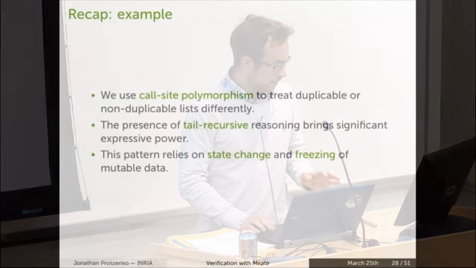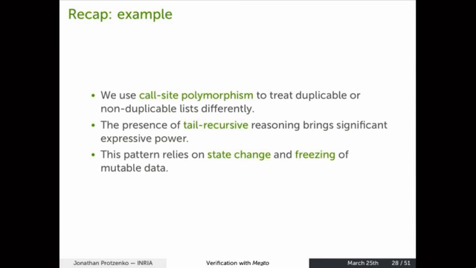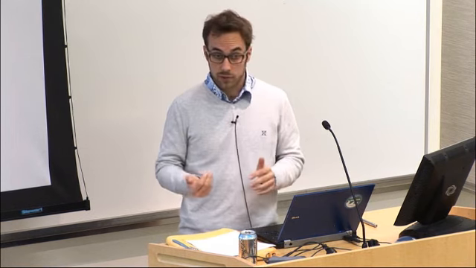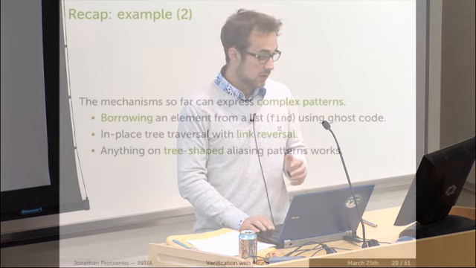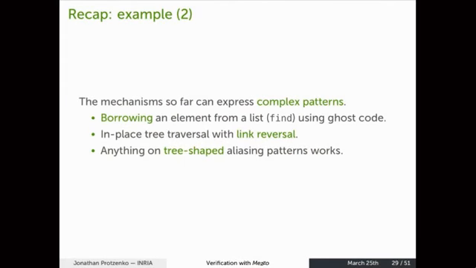Okay. So I think I've explained that enough. The pattern works because we have tail recursive reasoning, that is reasoning that takes place after the recursive call, and we have state change and freezing of mutable data. So I'm done explaining to you the base layer of Mezzo.